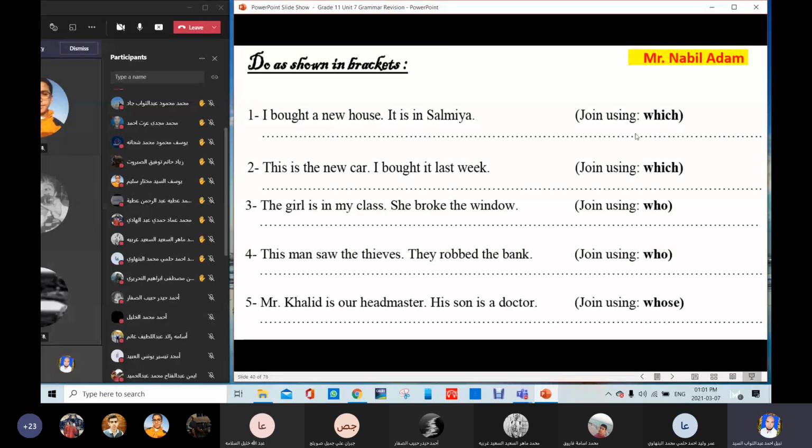What does it refer to? Does it refer to the subject or the object? Be careful here. And we have to use the relative pronoun. The relative pronoun should be followed by the relative clause, the second sentence, and it must be preceded by the noun it refers to.